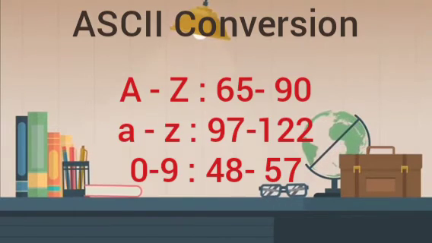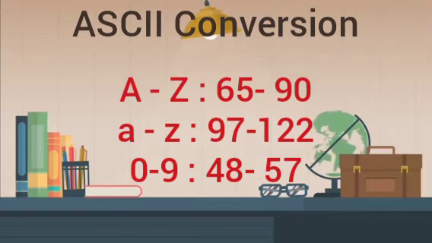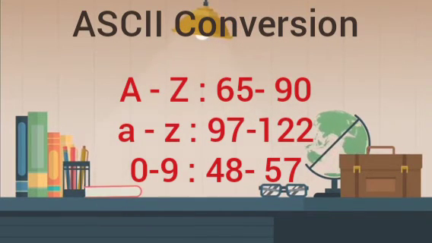From this chapter, another main important topic is ASCII conversion. You should study those problems on ASCII conversion: capital A to Z is 65 to 90, small letter a to z is 97 to 122, and the numbers 0 to 9 are 48 to 57.